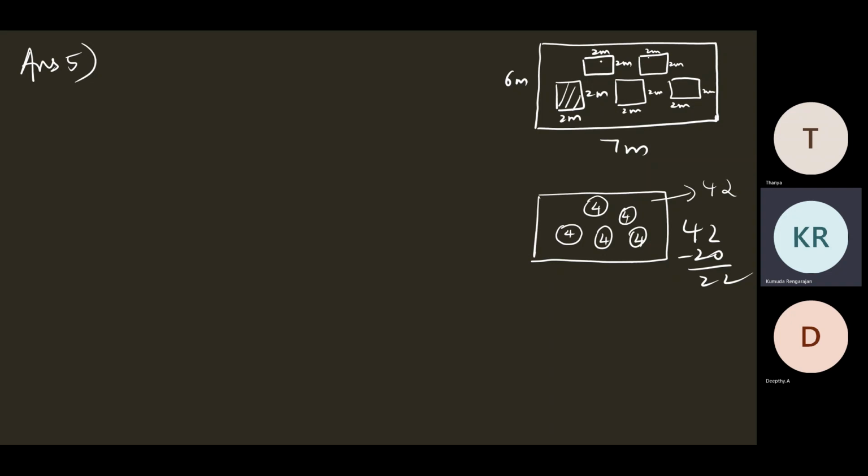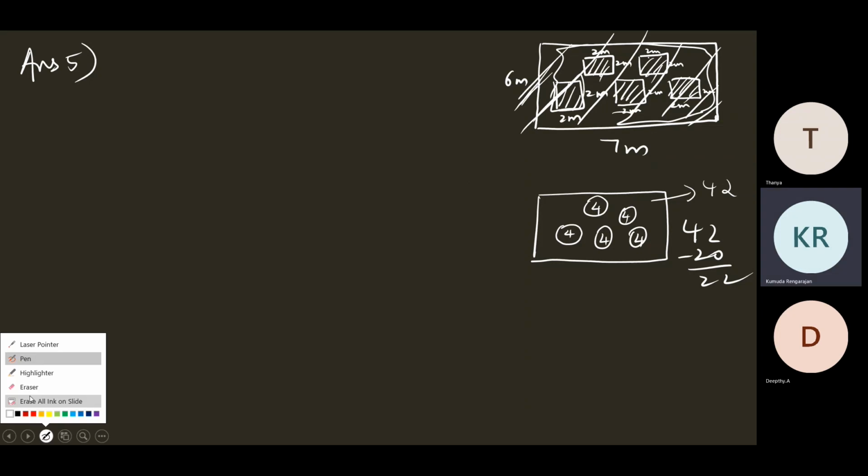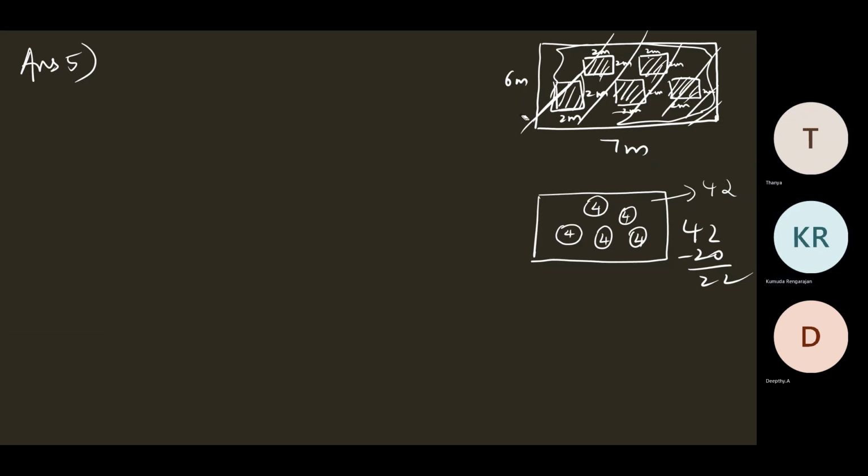Now, this one is occupied by the square flower beds. This full area is 42. In this area of 42 meters square, 20 meters square is taken up by the square flower beds. So what is the remaining area? 42 minus 20, which is 22 meters square. Yes, ma'am. Understand? Yes.